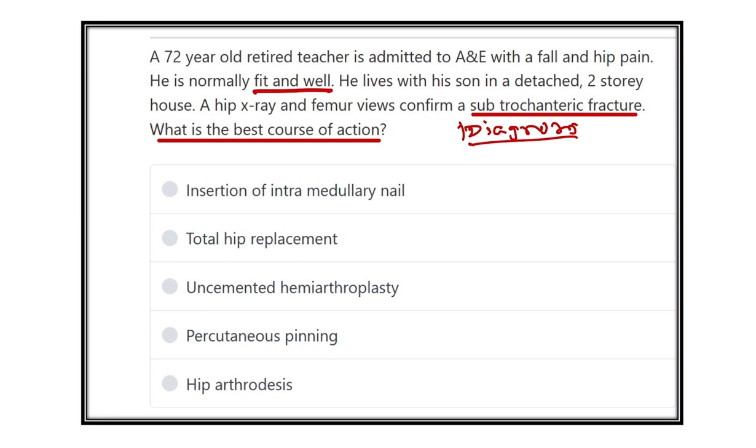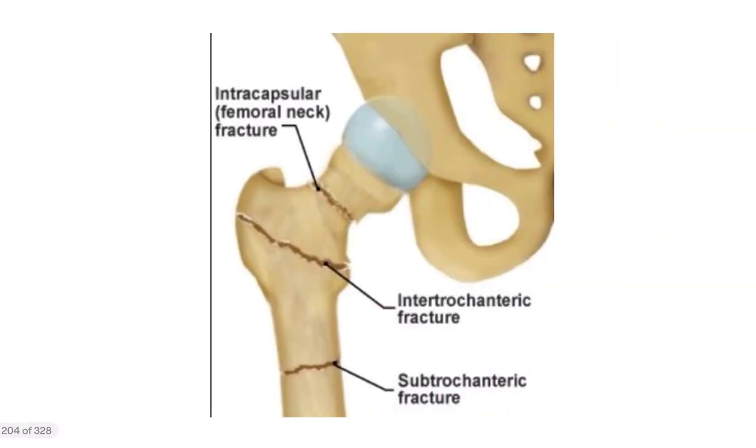Here the options are the insertion of intramedullary nail, total hip replacement, uncemented hemiarthroplasty, percutaneous pinning, and hip arthrodesis. So first of all, let's see the different types of femur fracture. The most common is the intracapsular femoral neck fracture. Then here we can see the intertrochanteric fracture and subtrochanteric fracture. And in our patient, this is the subtrochanteric fracture.